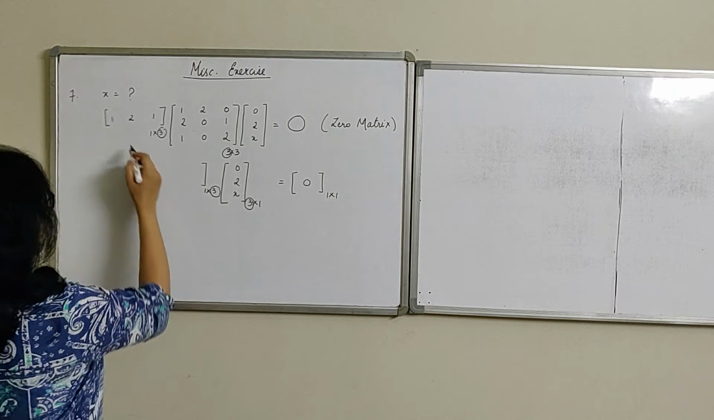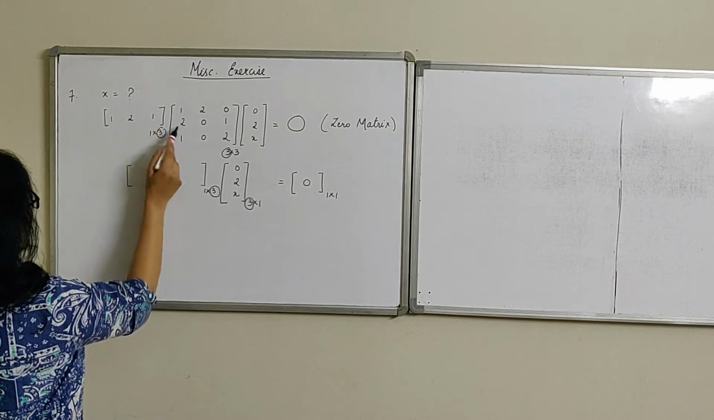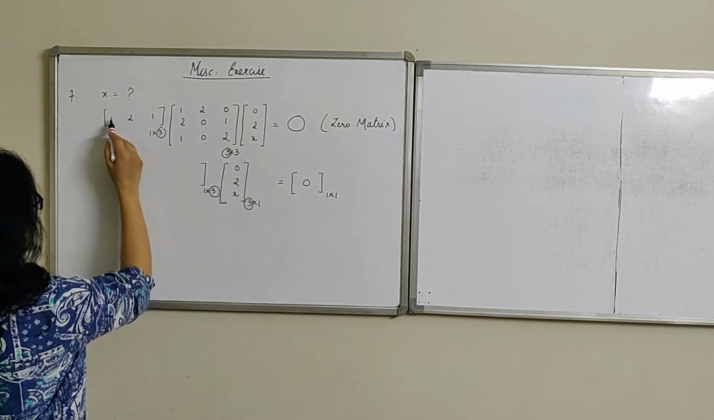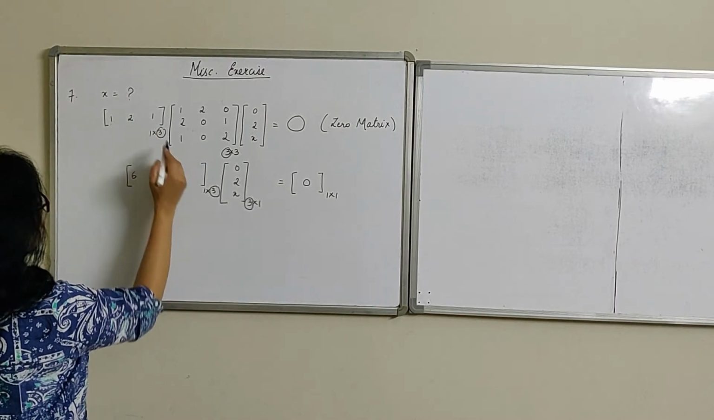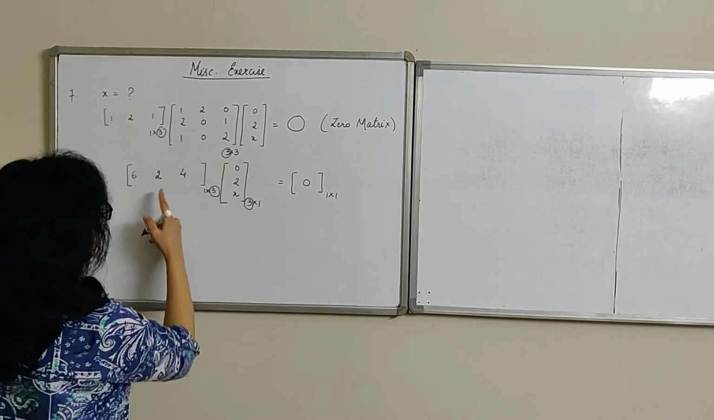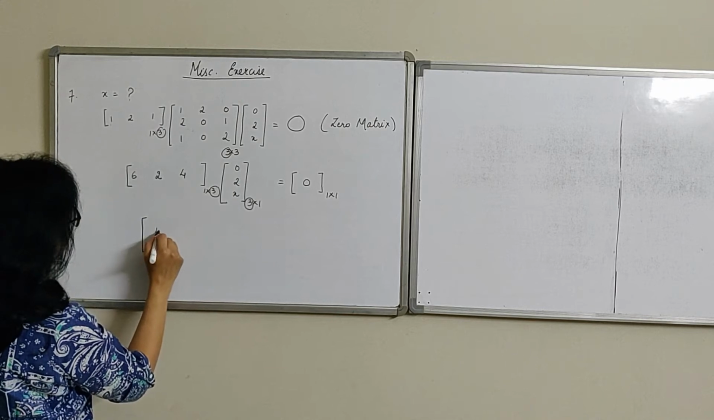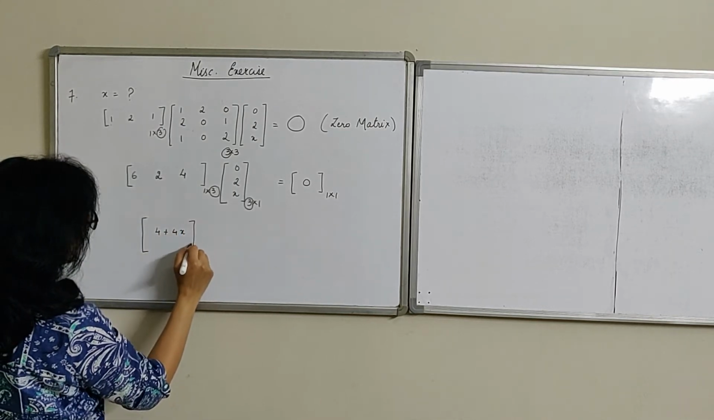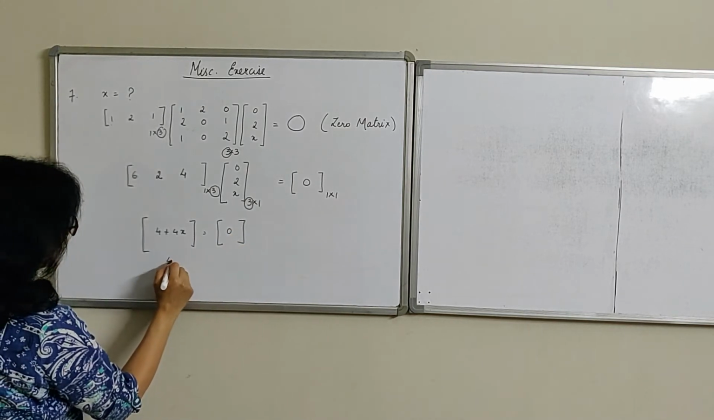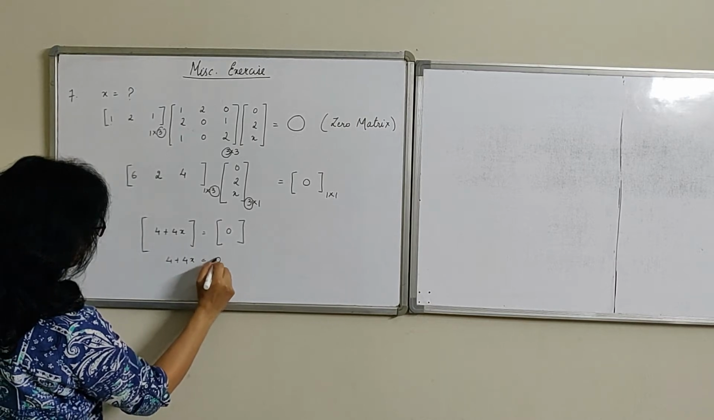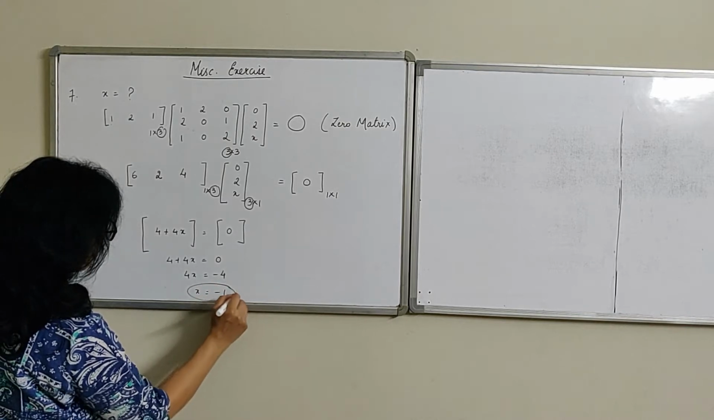So let's find out this product. The first row multiplied by this is 1 plus 4 plus 1, 6. The next element is 2 plus 0 plus 0. The next element is 2 plus 2, 4. Now performing this multiplication, it is 6 into 0, 2 into 2, 4 plus 4x, which is equal to the 0 matrix. Equality of matrices, so comparing the elements and simplifying, we get x is equal to minus 1.